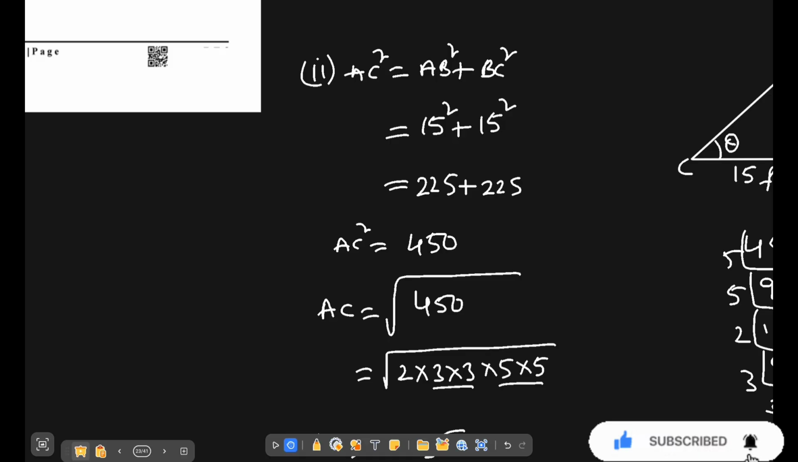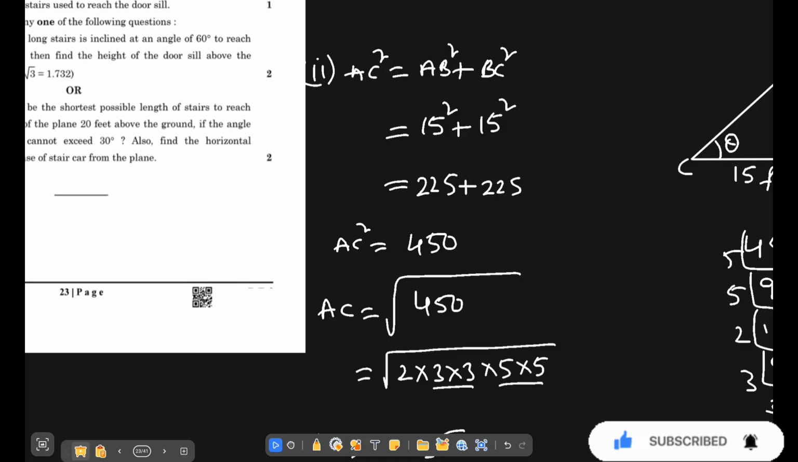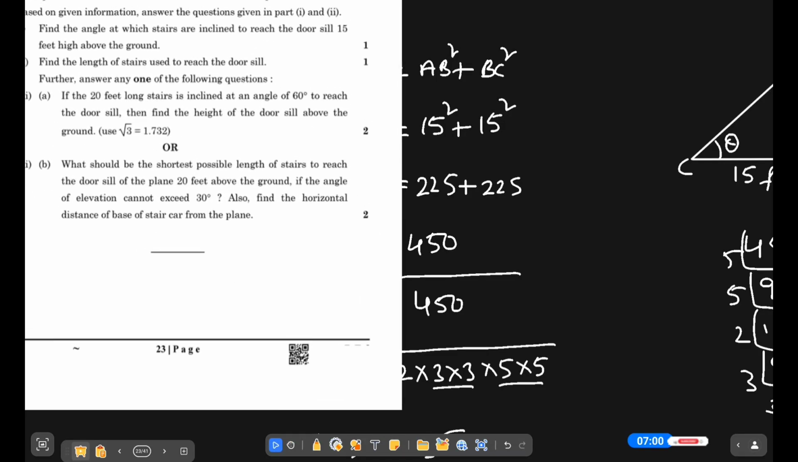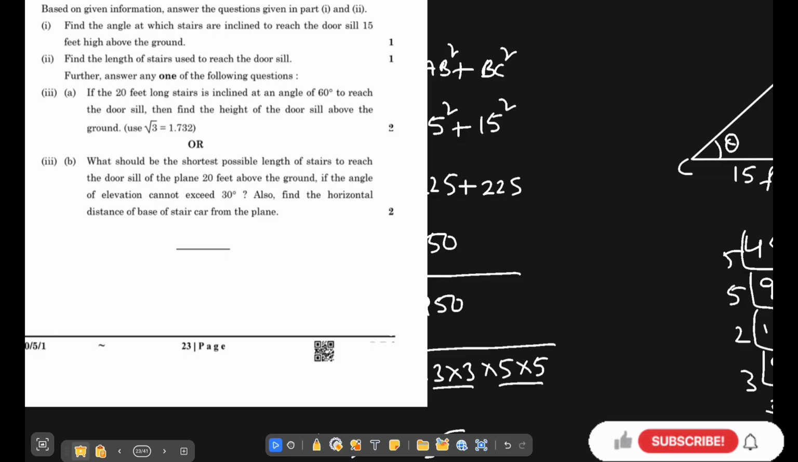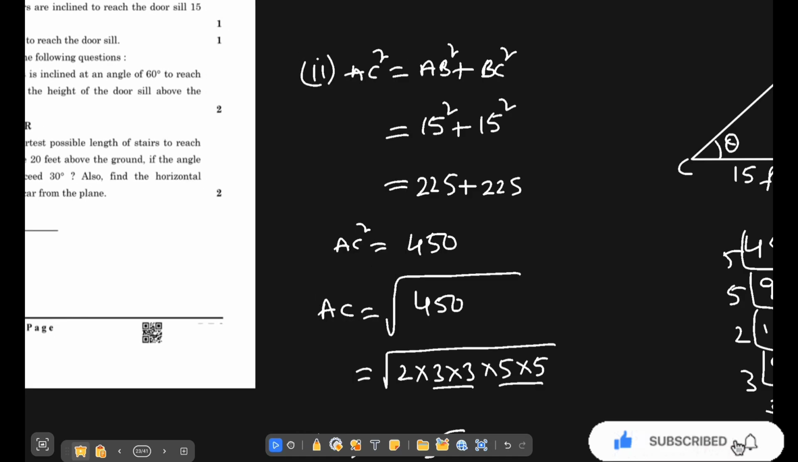What is the next question? If a 20 feet long stair is inclined at an angle of 60 degrees to reach the door sill, then find the height of the door sill above the ground. Here we have to use the root 3 value 1.732. So if the 20 feet staircase is inclined at an angle of 60 degrees, what is the height of the door sill? That's what we have to find here.